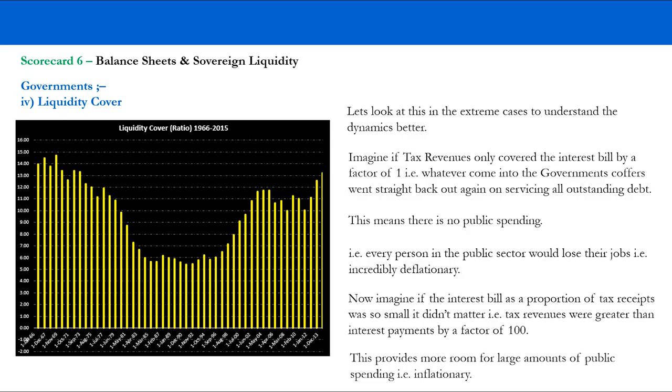But now imagine the other extreme case. Imagine if the interest bill as a proportion of tax receipts was so small that it just didn't matter. So tax revenues, for example, were greater than interest payments by, say, a factor of 100. Well, what that does is actually provide more room in the future for large amounts of public spending. So this can be incredibly inflationary.